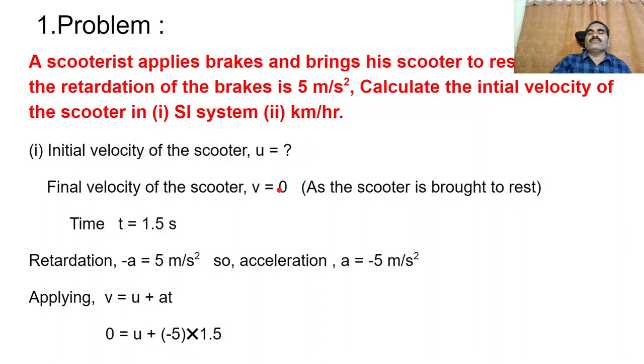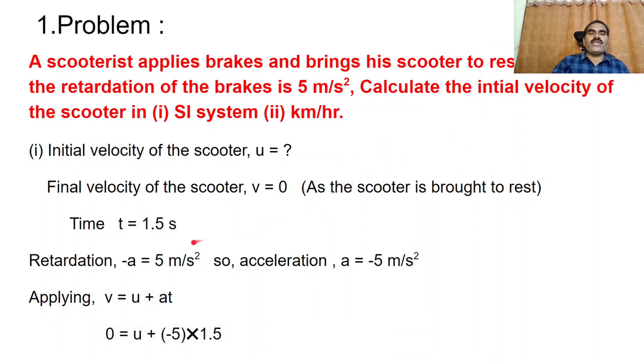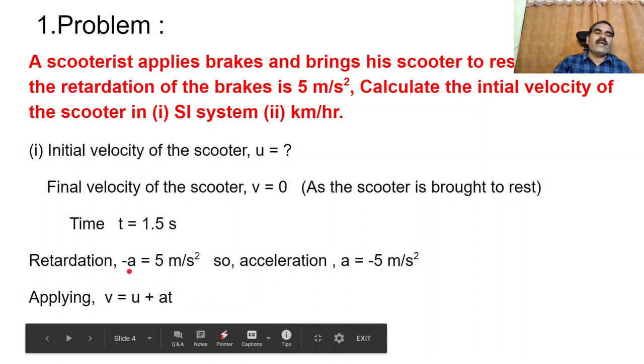Final velocity is zero. Why? Because by applying the brakes, his scooter comes to rest in 1.5 seconds. So v is equal to zero. And time is also given, that is t is equal to 1.5 seconds. Here see the word retardation. In the previous class we discussed retardation. Retardation means negative acceleration. So minus a is equal to 5 meters per second square. So the acceleration a is equal to minus 5 meters per second square.